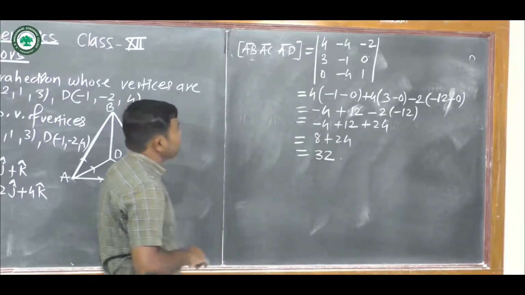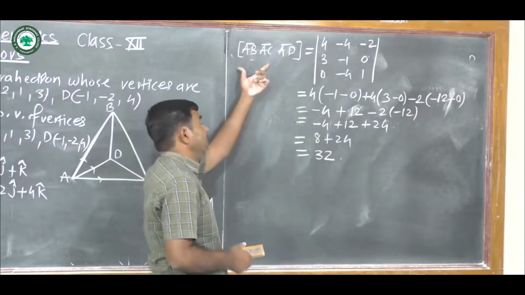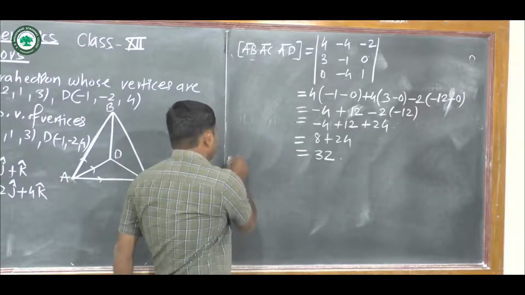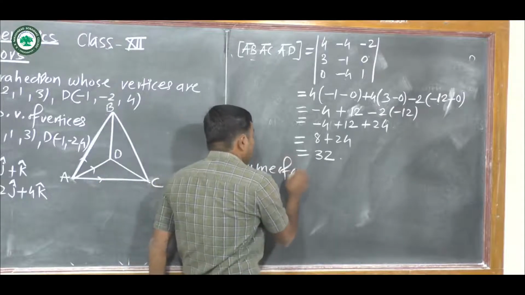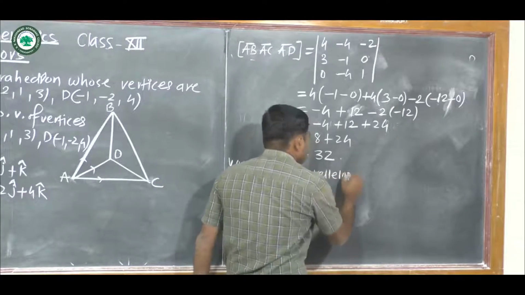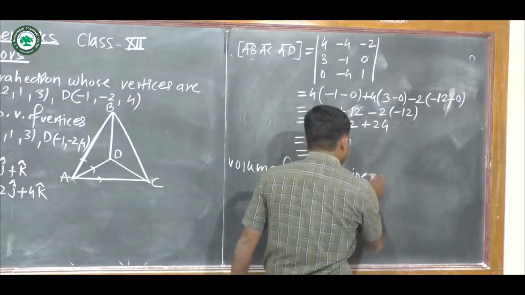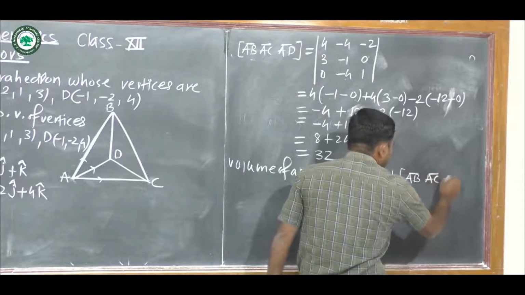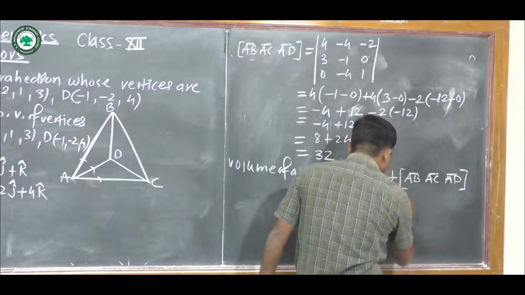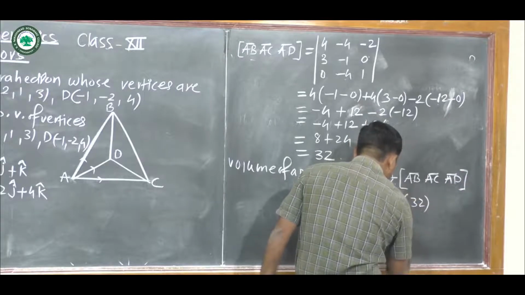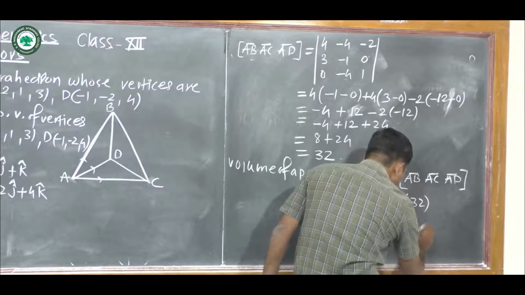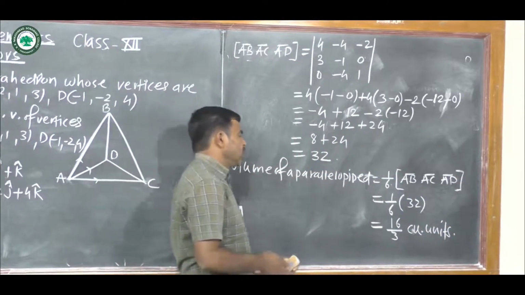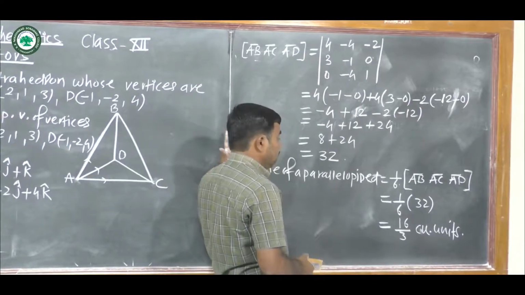So here the box product of AB bar, AC bar, AD bar, or scalar product of these three vectors, is 32, and we know that the volume of a parallelepiped is equal to 1 upon 6 into box product of AB bar, AC bar, AD bar, and it is equal to 1 upon 6 into 32, and it is equal to 16 divided by 3 cubic units. So this is the volume of a tetrahedron which has vertices A, B, C, D.